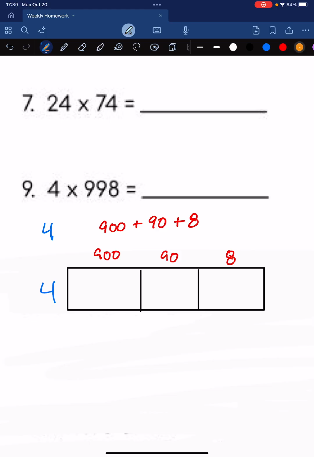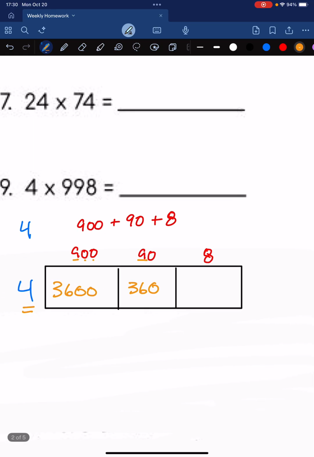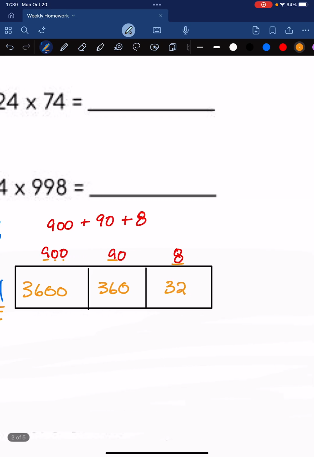And now I'm gonna go through that same process that I went through before. What is 9 times 4? As your kids should know, it's 36. How many zeros do I have? 1, 2. What is 9 times 4? 36. How many zeros do I have? 1. And then what is 8 times 4? 32. Beautiful.